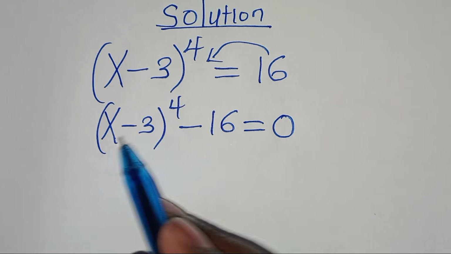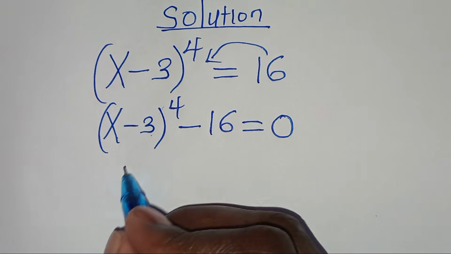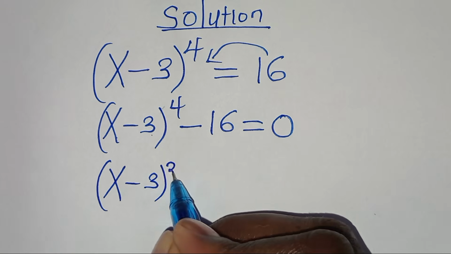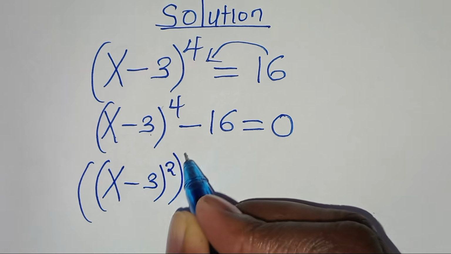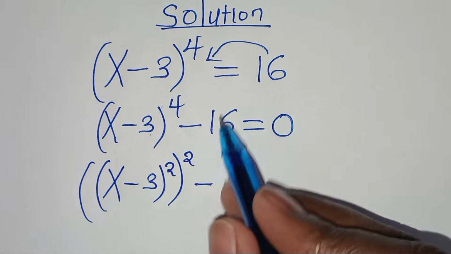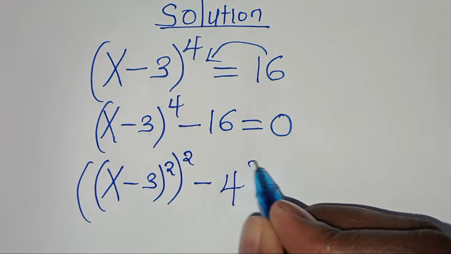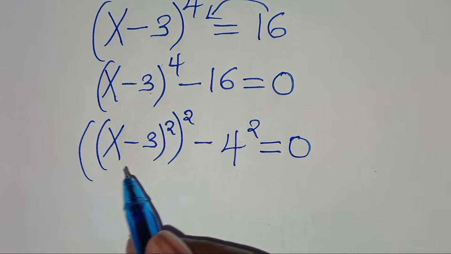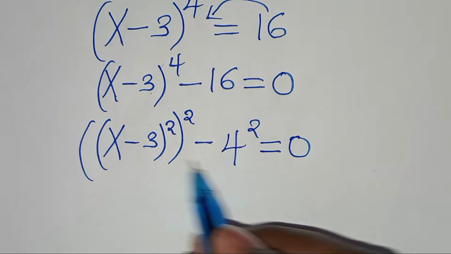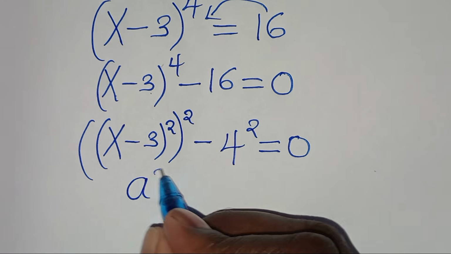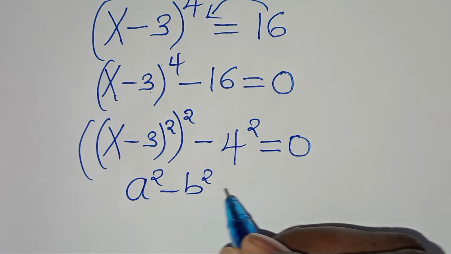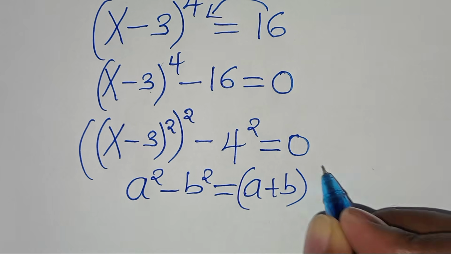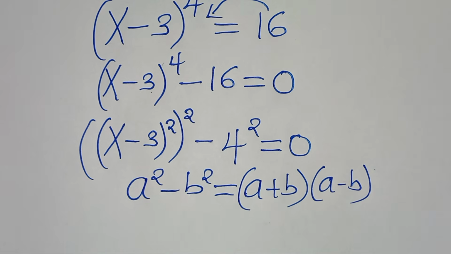We can express (x minus 3) to the power 4 as ((x minus 3) raised to the power of 2) then raised to the power of 2, subtract 16, which is 4 to the power of 2, equal to 0. This is the difference of two perfect squares, expressed as a squared minus b squared, which we can express as (a plus b) multiplied by (a minus b).